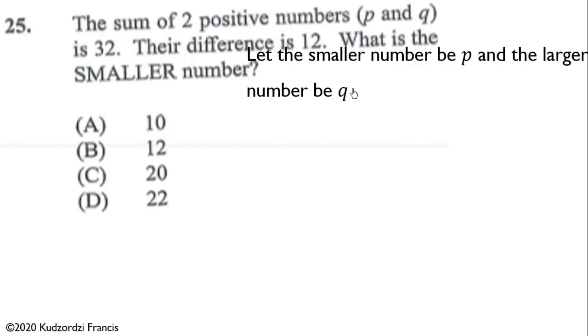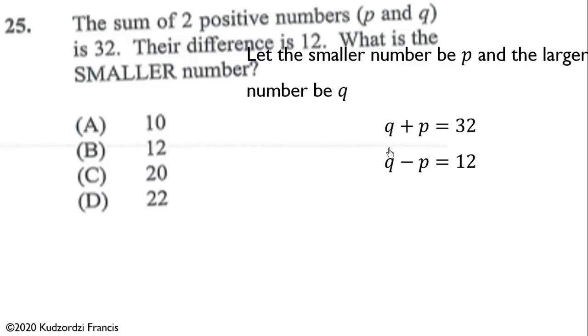Then their sum, which is q plus p, will be 32. Then their difference, since q is larger than p, q minus p will be positive, which is 12. Then now we are looking for the smaller number, so we need to eliminate q.